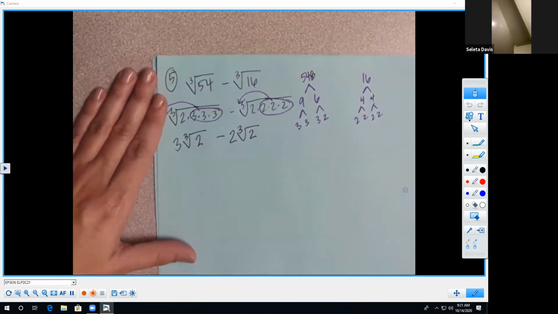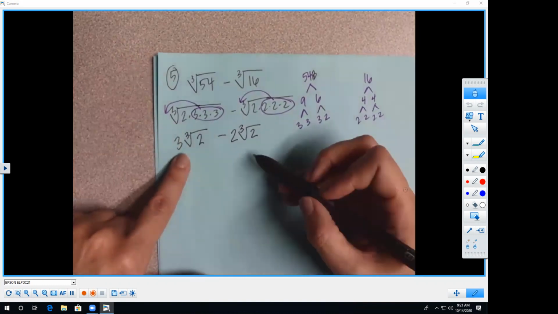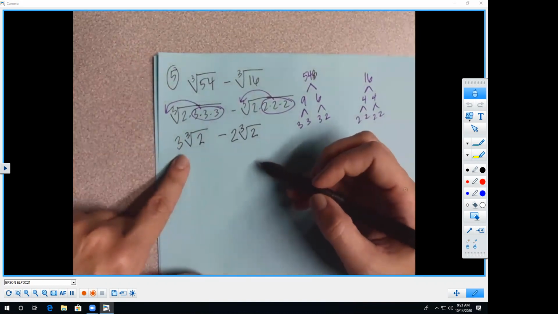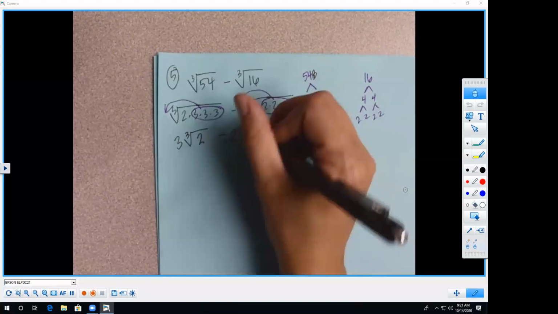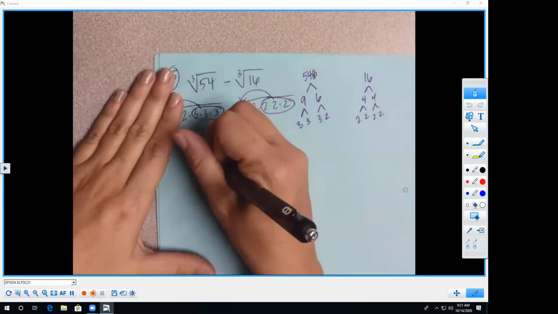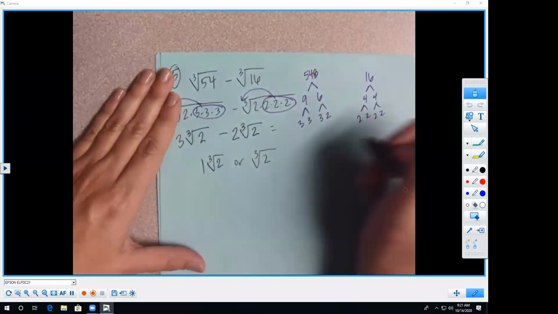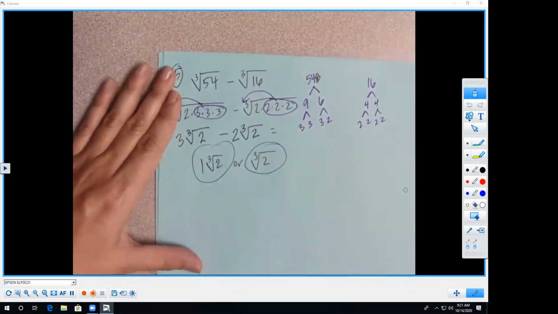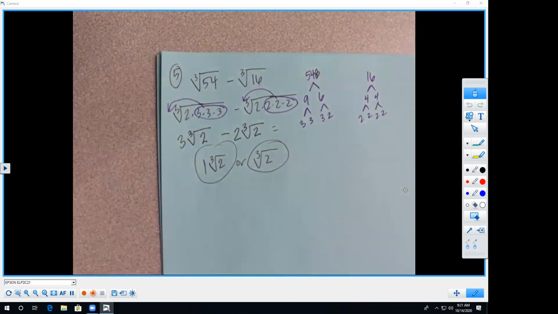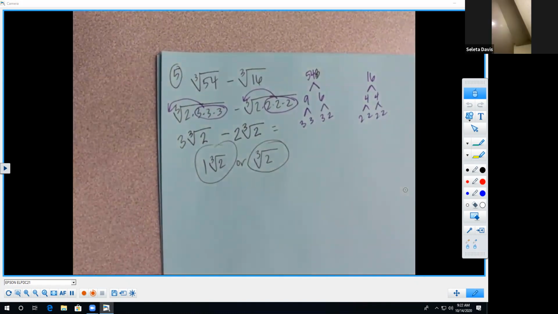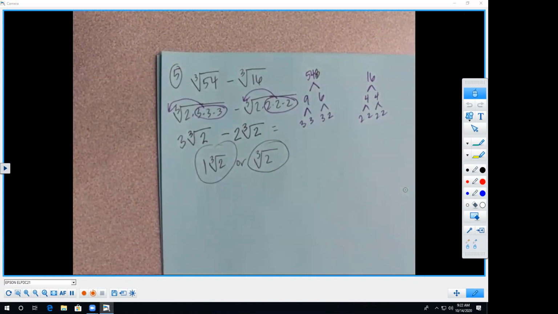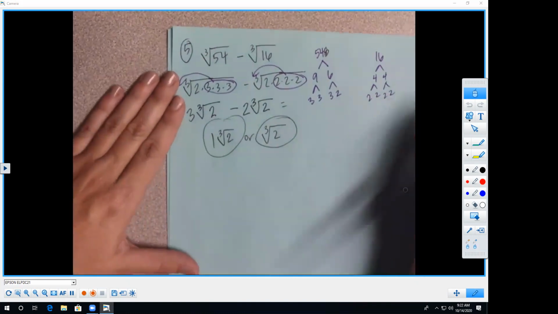And now that they match, I can put them together. What's 3 cube root of 2 minus 2 cube root of 2? 1 cube root of 2. So you could write it as 1 cube root of 2, or you could just write it as the cube root of 2, either one. Questions about that?